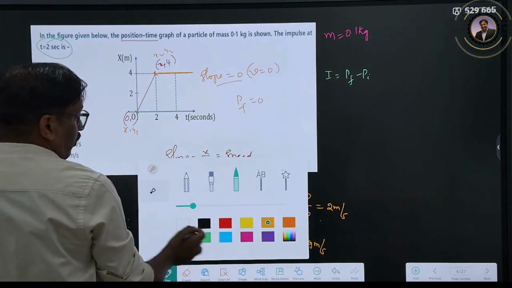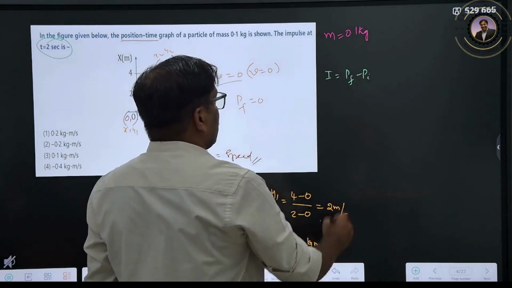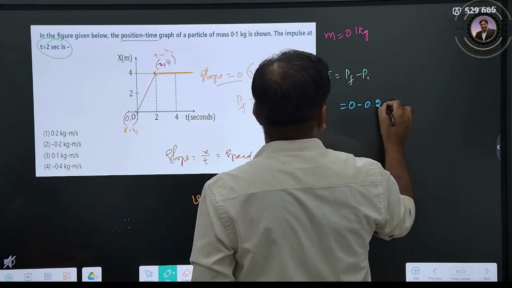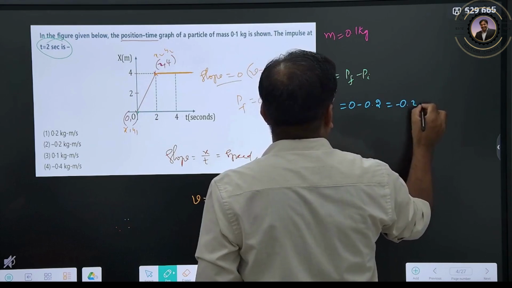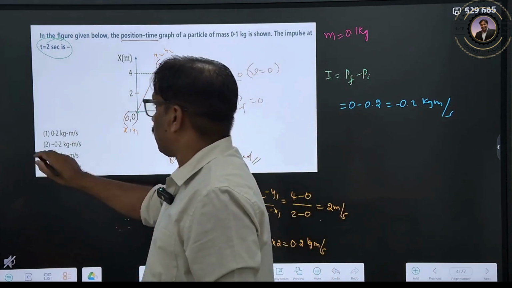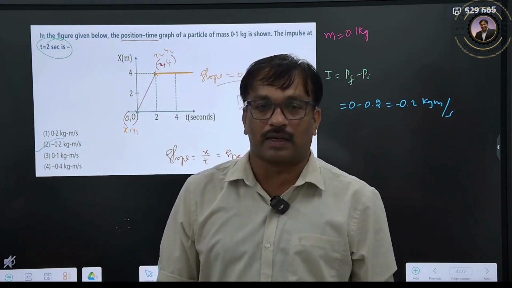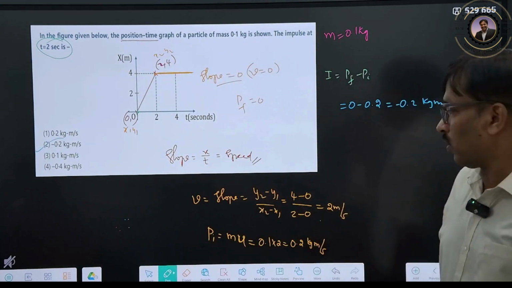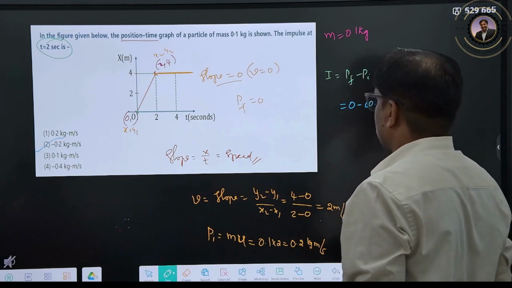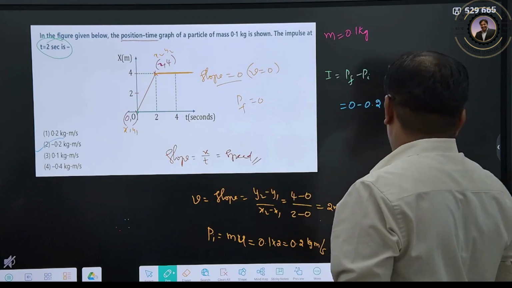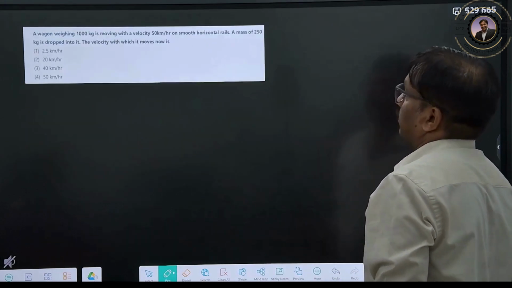So therefore here we can rewrite it as final momentum is 0 minus 0.2, therefore minus 0.2 kg meters per second. So minus 0.2, the second option will be your correct answer. Clear? In this way, you can solve the problems. So the learning here is that the slope of a distance-time graph you will get as speed.